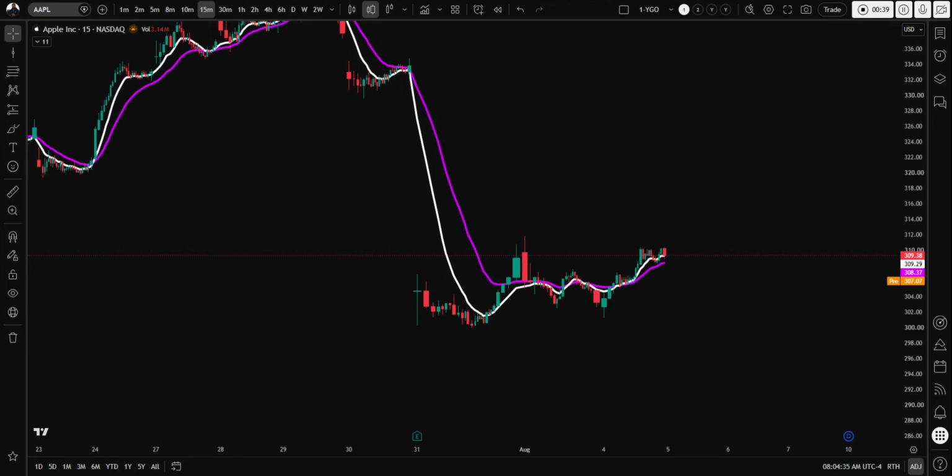Today, we're looking at Apple on the 15-minute chart, and I'm gonna keep this simple. Price is inside the box right now, so I'm not guessing. I'm waiting for Apple to pick a side.